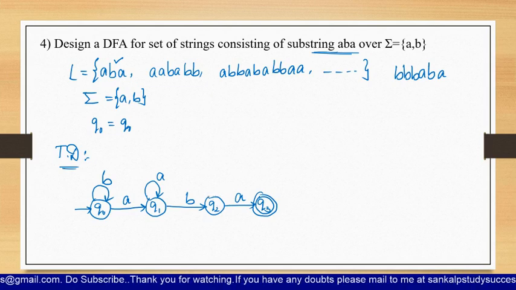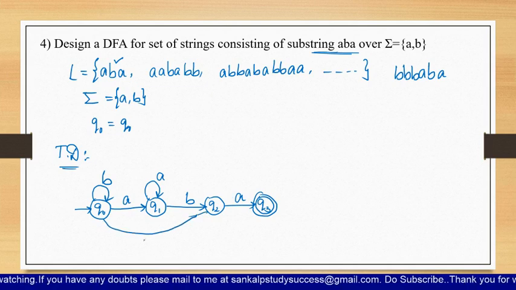No, because here if you apply a self loop of B, any number of B's will be there, and then you will have B and A, but a substring ABA will not be there. So we are not going to take a self loop on Q2 with B. So what happens if from Q2 you move to Q0 by applying B? Will it be valid? Here if there is a B, then it goes back again, there is ABA. That means the string is accepted, right?